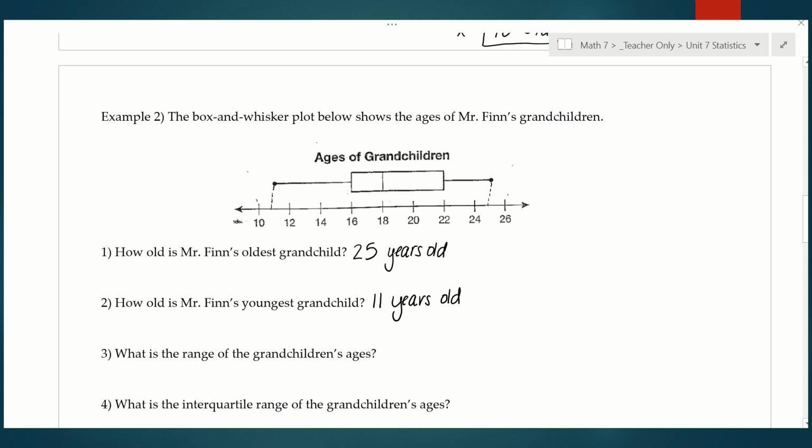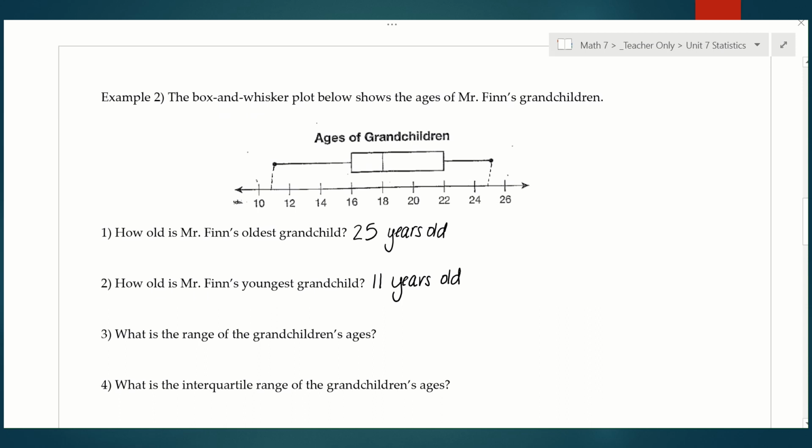What is the range of the grandchildren's ages? Okay, so remember, range is when we take the maximum minus the minimum, highest minus the lowest. So we just found the oldest is 25 and the youngest is 11. So the range is 14.